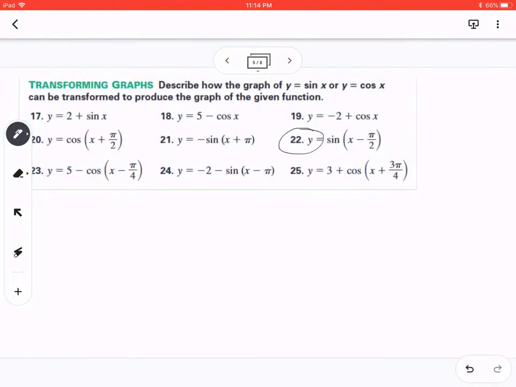If we look at number 22, it's the same question. I just moved it here to get more space. Number 22, sine, inside parentheses you have x minus pi over 2 radians. Since you're subtracting a value, the original graph is moved to the right pi over 2 units.